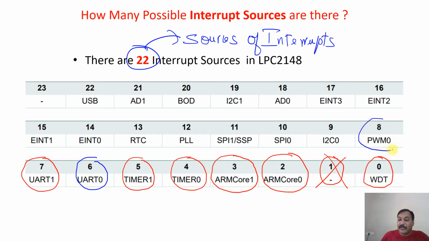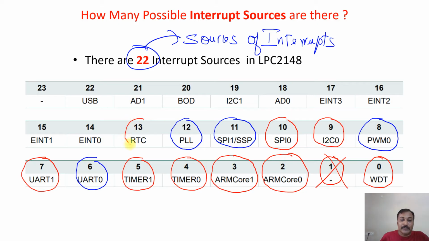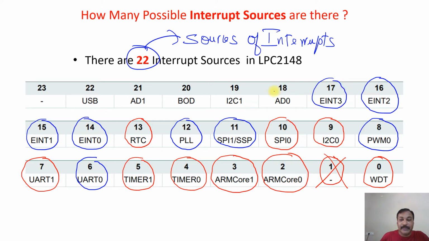Pulse width modulation is 8. I2C, inter-integrated circuit 0, is 9. SPI 0 is 10. SPI 1 is 11. Phase locked loop is 12. Real time clock is 13. External interrupt 0 is 14. External interrupt 1 is 15. External interrupt 2 is 16. External interrupt 3 is 17.